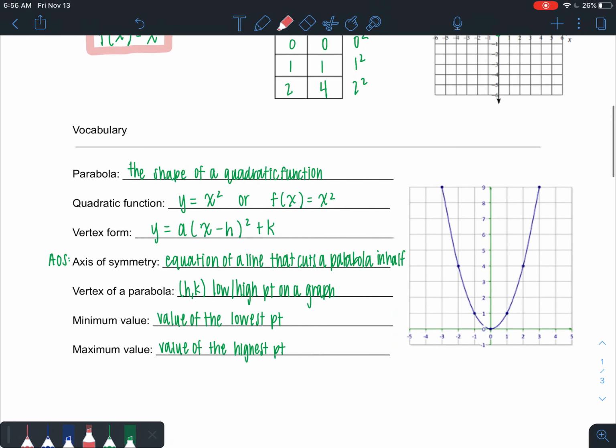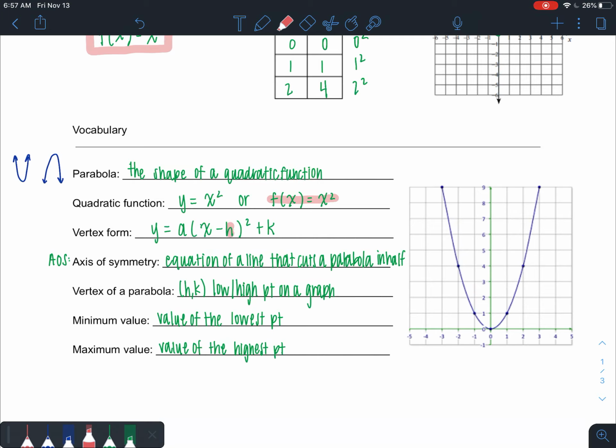All right, so you're gonna have to pause and maybe write down some vocabulary. I'm gonna run through it. So first we have a parabola, which is the shape of a quadratic function. That's gonna be our U shapes, so like this or like this. A quadratic function is y equals x squared or f of x equals x squared. We're mostly going to see f of x. Vertex form is y equals a times the quantity x minus h squared plus k.